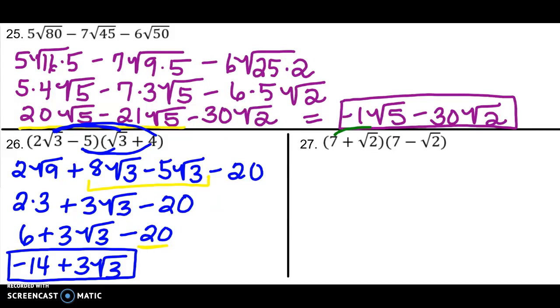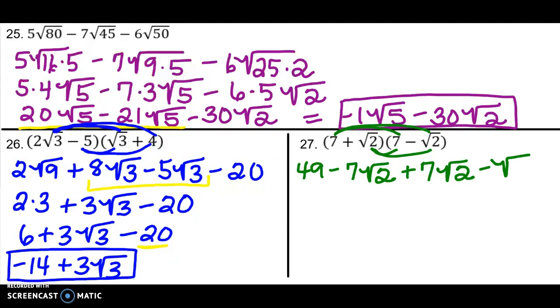First, we're going to do 7 times 7. That's 49. Next, we're going to do 7 times negative square root of 2, which is minus 7 square root of 2. Okay, next we're going to take the square root of 2 times 7, which is plus 7 square root of 2. And finally, we have the square root of 2 times negative square root of 2, which is a negative square root of 4.